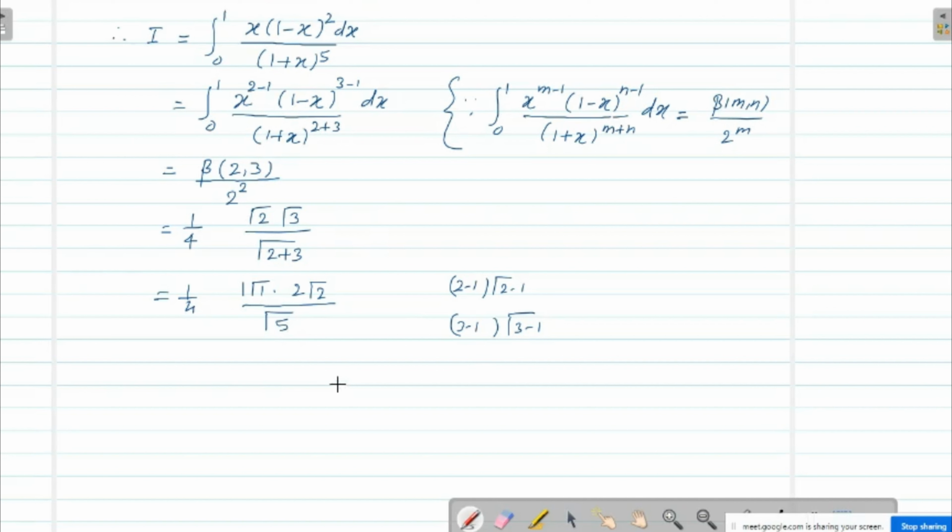Okay, this is 5 and this equals 1 by 4. Gamma of 1 is 1 into 2, and this 2 again written as 2 minus 1 into gamma of 2 minus 1. So you will get 1 into gamma of 1.